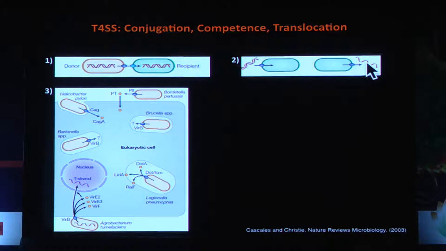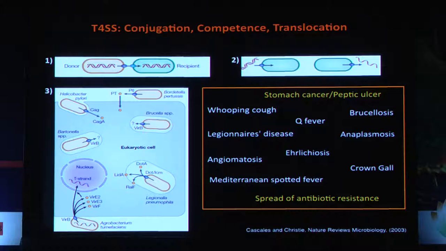And there are a lot of different bacteria, which could be intracellular bacteria, for example Brucella, Bartonella, Legionella, or even extracellular bacteria, that utilize the type 4 secretion system to inject many different toxic effector proteins into host cells, causing a lot of different diseases. This is just a small list of diseases that type 4 secretion system can cause.